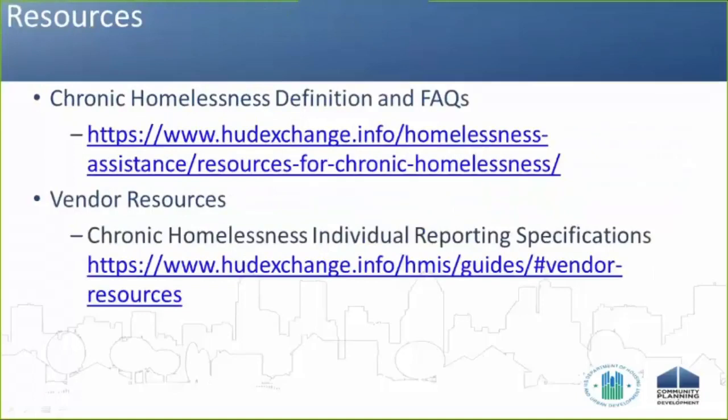Listed up on your screen now are some additional resources on chronic homelessness and HMIS that are available on the HUD Exchange, and we encourage you to check out the materials that are linked here.